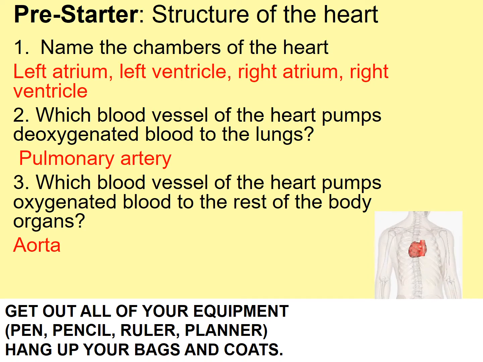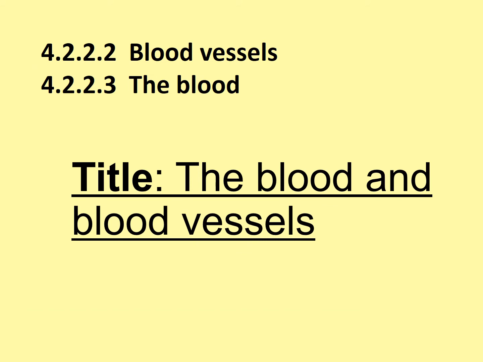Answer time. The chambers of the heart, I'd let you off with atrium and ventricle, but there's the left atrium, the left ventricle, right atrium and right ventricle. The blood vessel which pumps deoxygenated blood to the lungs is the pulmonary artery. Remember that word, pulmonary, meaning lungs basically. And the blood vessel which pumps the oxygenated blood to the rest of the body is the aorta. That's that main one. Today then we are going to look at blood and blood vessels.